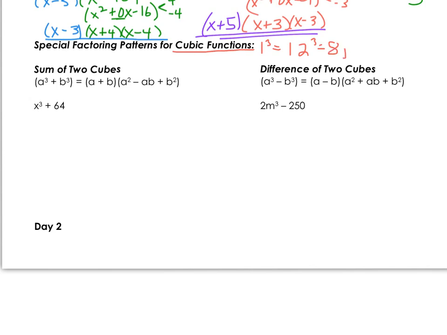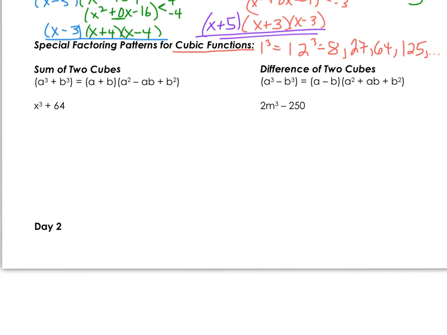From there, 3 times 3 times 3 is 27. 4 times 4 times 4 is 64. 5 times 5 times 5 is 125, and so on. Get to know your perfect cube values for this section.